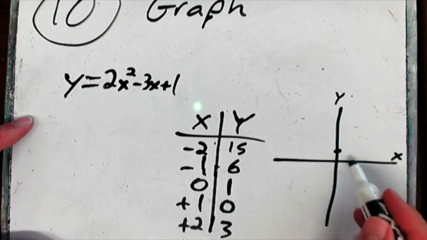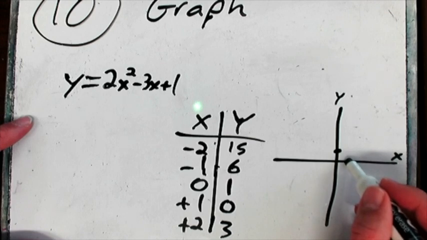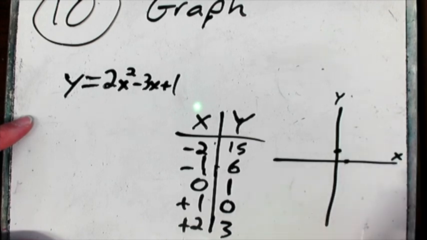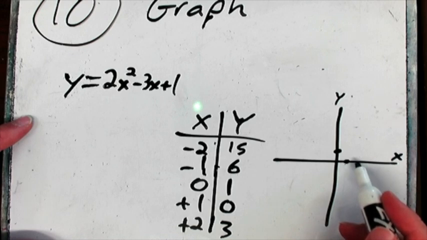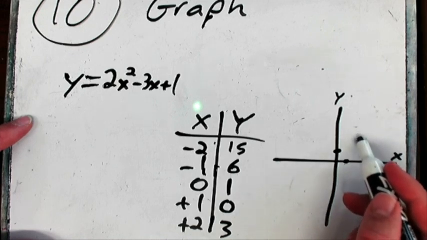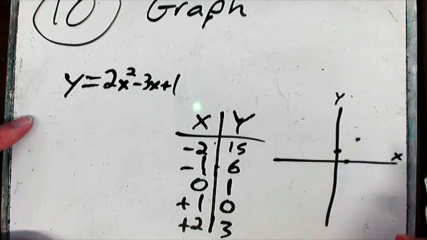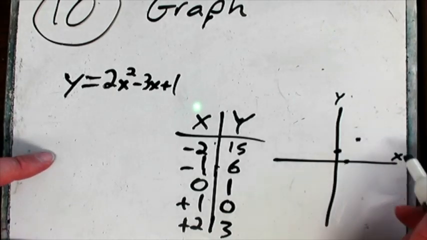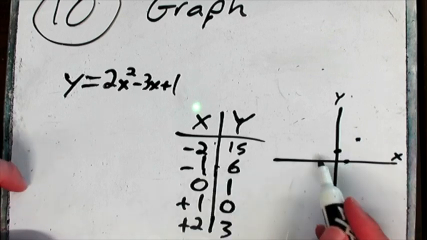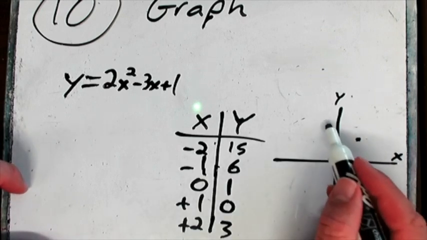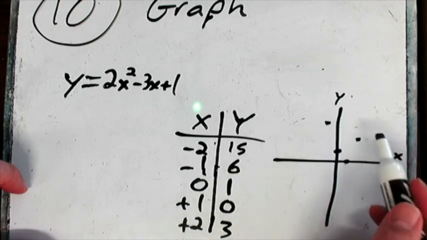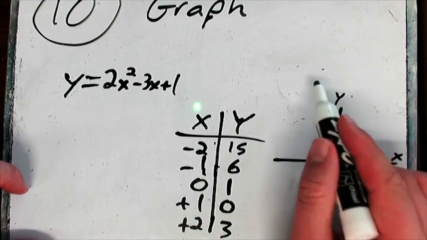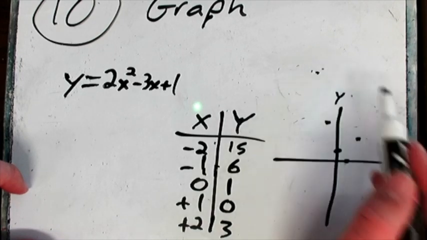1 over in the x and 0 in the y would be right here. 2 over in the x and 3 up would be about here. Then negative 1 over and 6 up is going to be somewhere like here. And then negative 2 over and 15 up is going to be way up here.